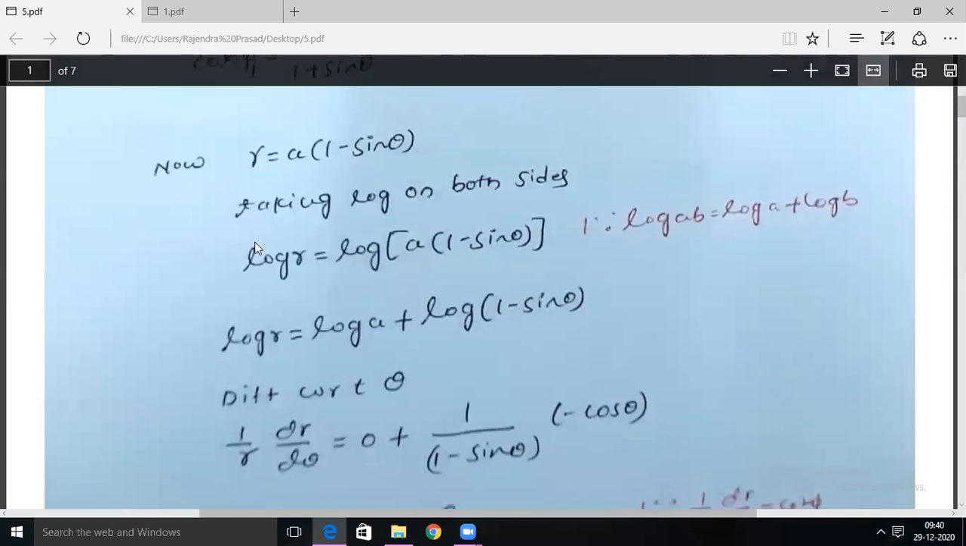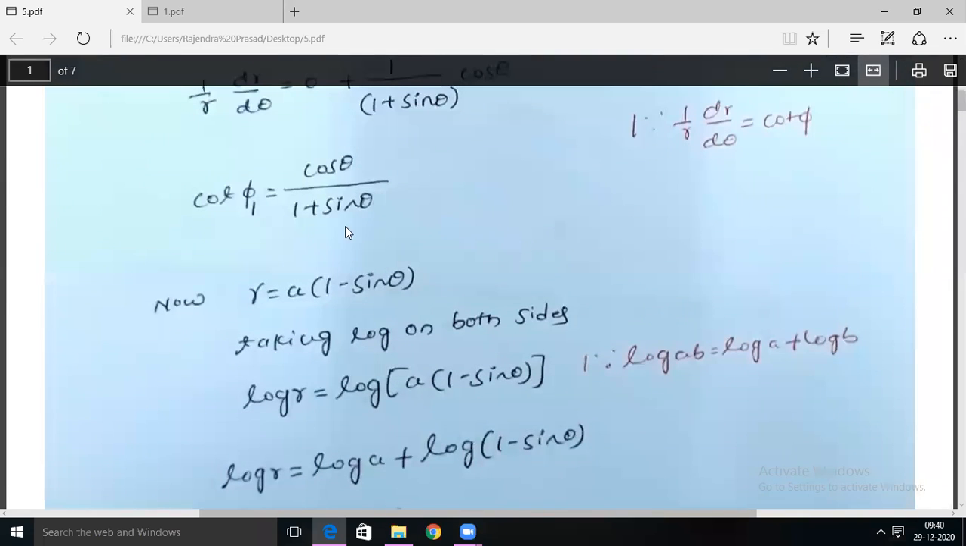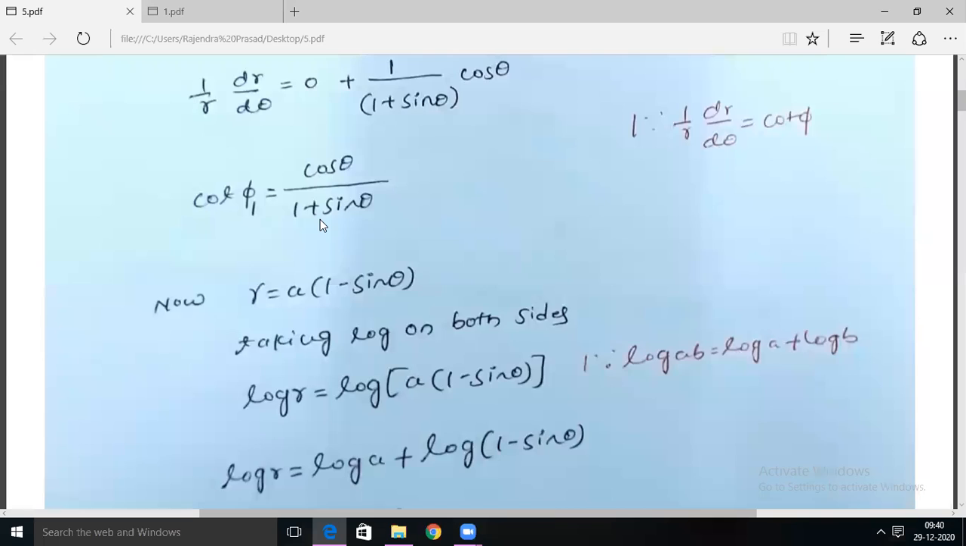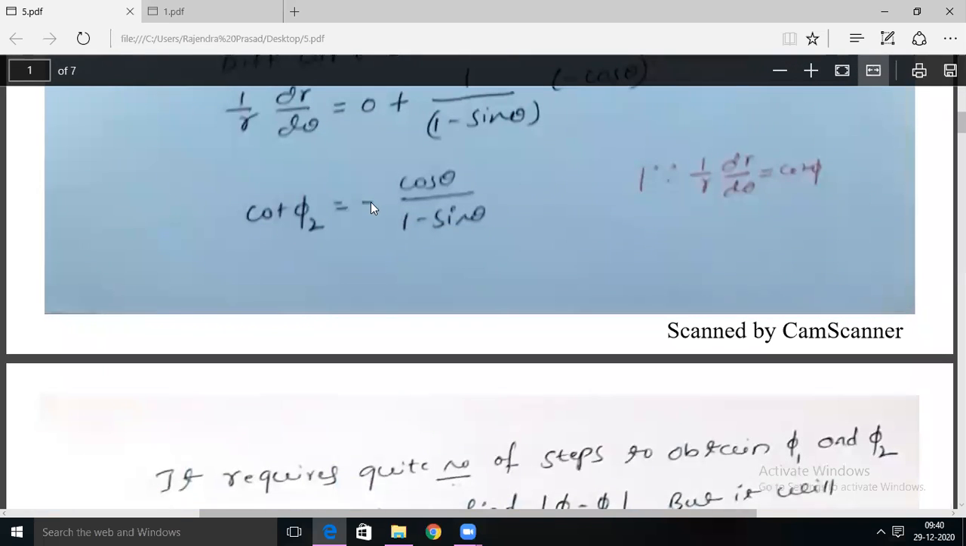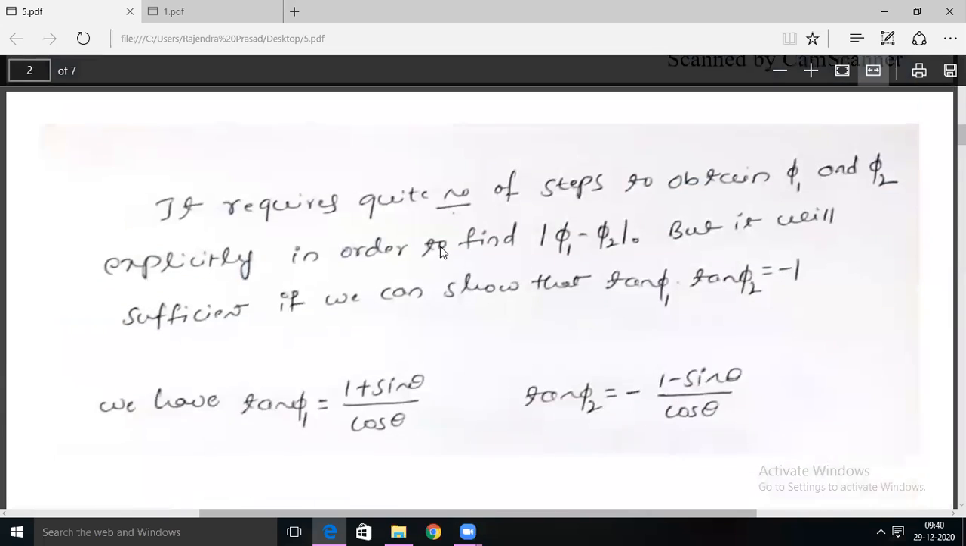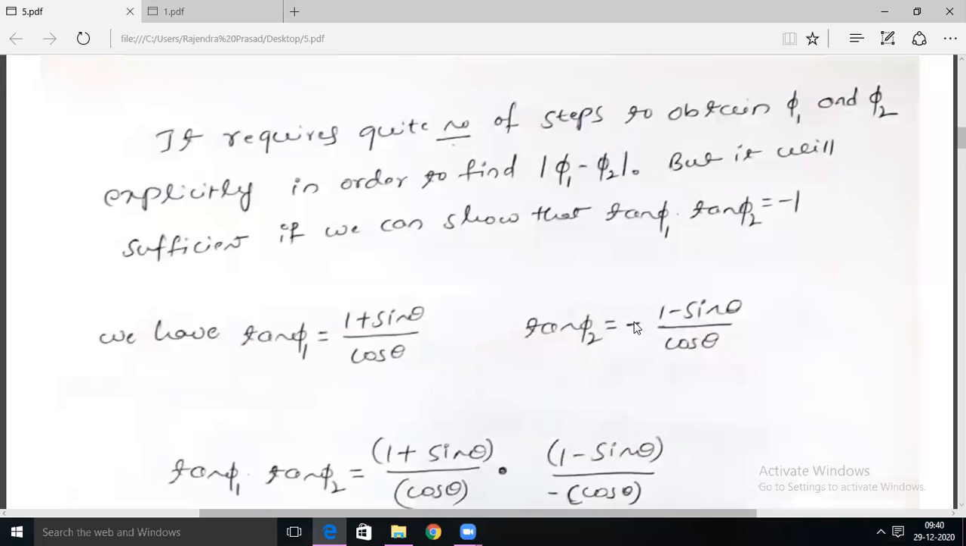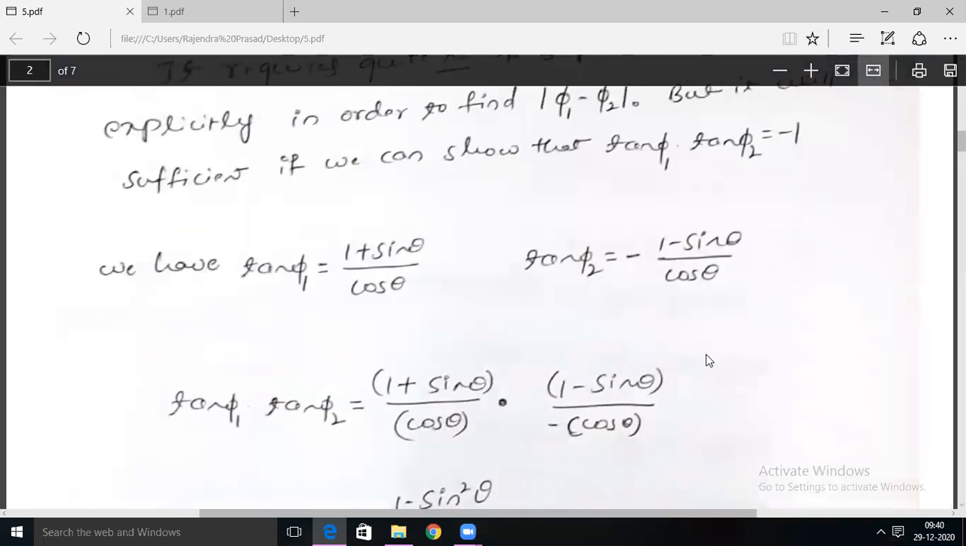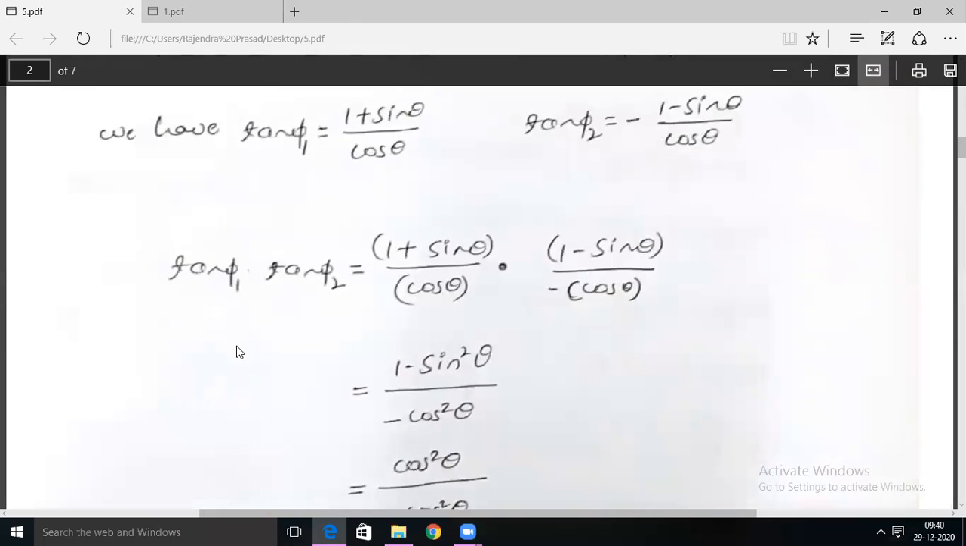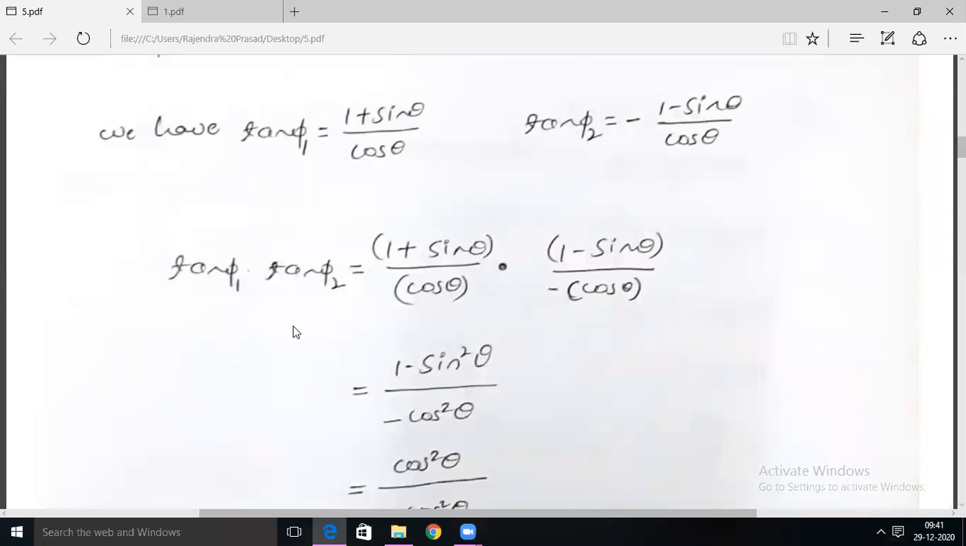So see, observe here, cot phi 1 is equal to cos theta upon 1 plus sin theta. Tan phi 1 is equal to 1 plus sin theta upon cos theta, we can write. Tan phi 2 is equal to minus 1 minus sin theta upon cos theta. See here, tan phi 1 is equal to 1 plus sin theta upon cos theta, tan phi 2 is equal to minus 1 minus sin theta upon cos theta. So we want tan phi 1 into tan phi 2 to be equal to -1. If tan phi 1 into tan phi 2 is equal to -1, it shows that the given curves intersect orthogonally.